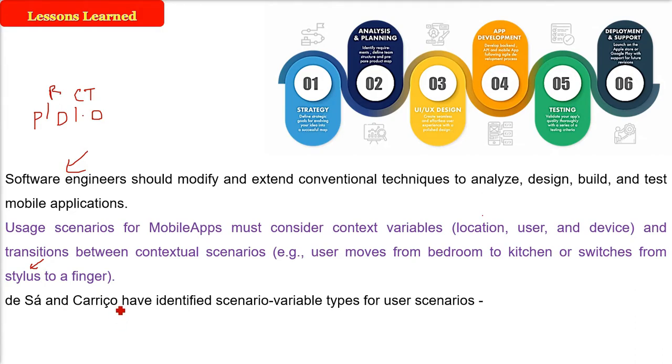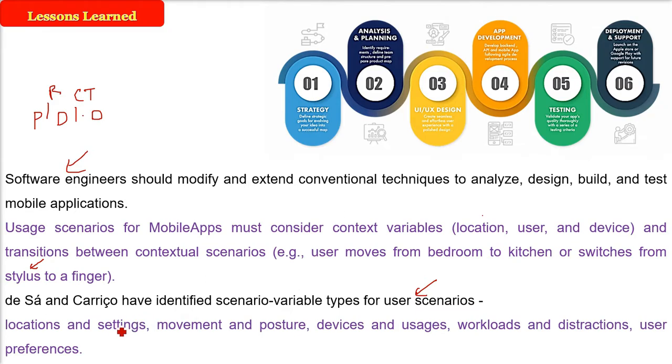Dey and Abowd have identified scenario variable types for different usage scenarios. How the user at different times is differently interacting with the mobile or app. So the location and setting is an aspect. The movement and posture is very important. The devices and the usages, different devices may be used by different people in different ways. Workloads and distractions. And of course, the user privileges and preferences and user wantedness.